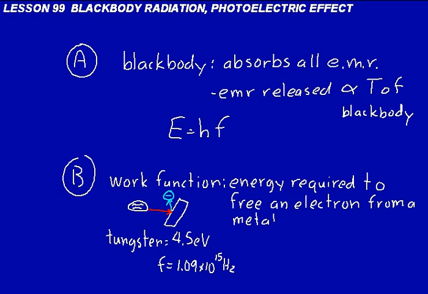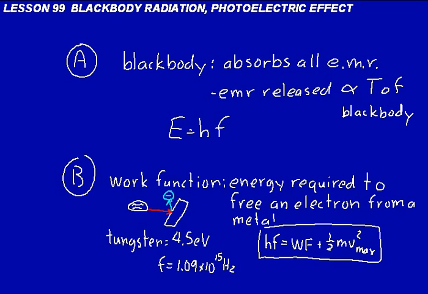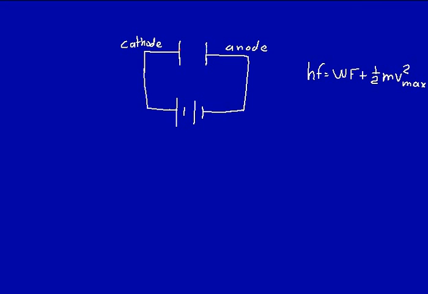A better formula for any frequency would be hf, Planck's constant times frequency, is equal to this work function value for a particular metal plus the kinetic energy of that electron. This was Einstein's conclusion, and this is known as his photoelectric equation. Let's understand this photoelectric equation a little bit more.